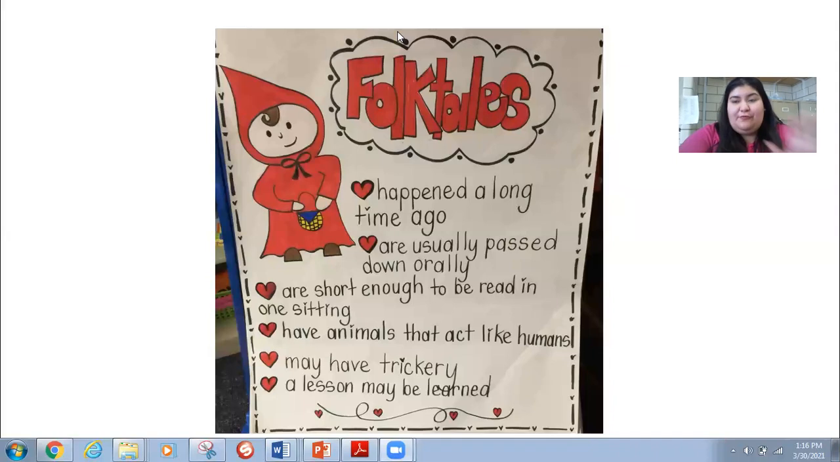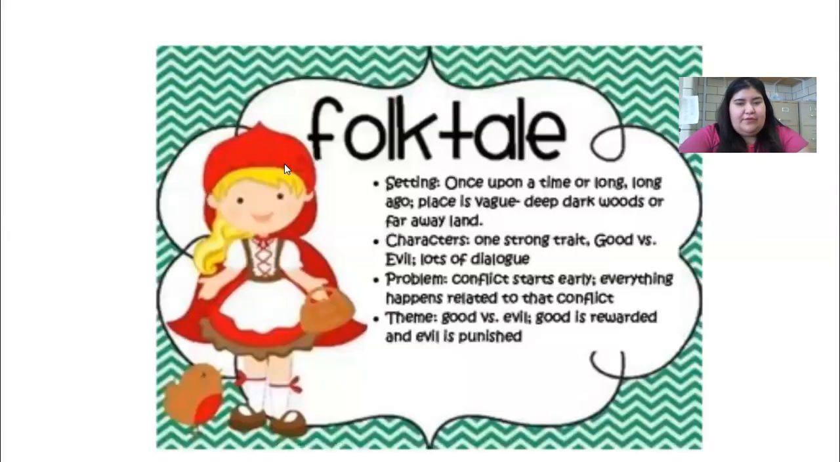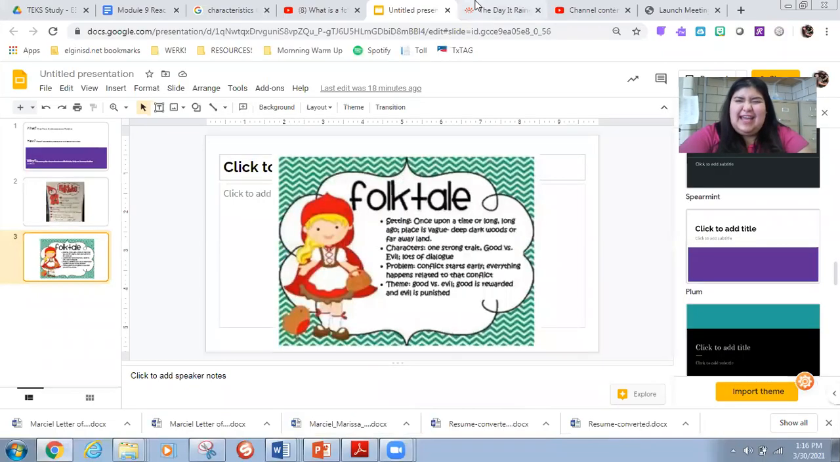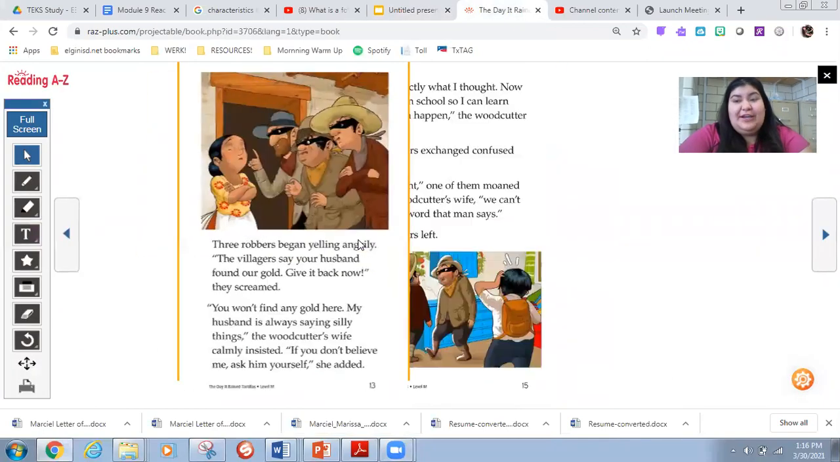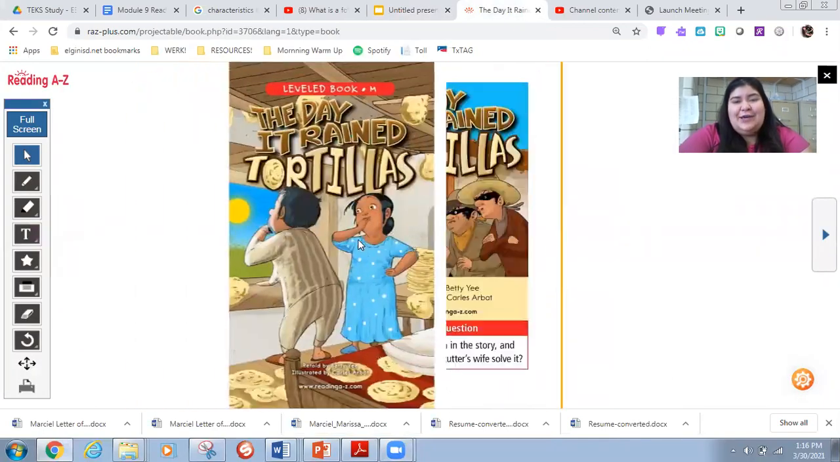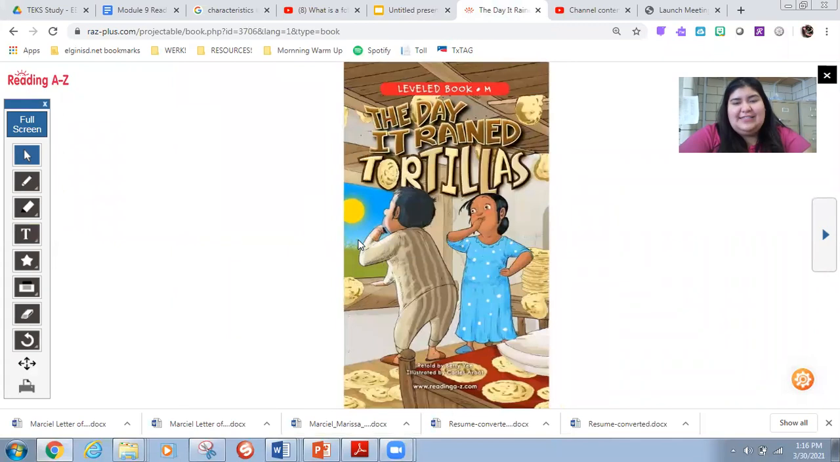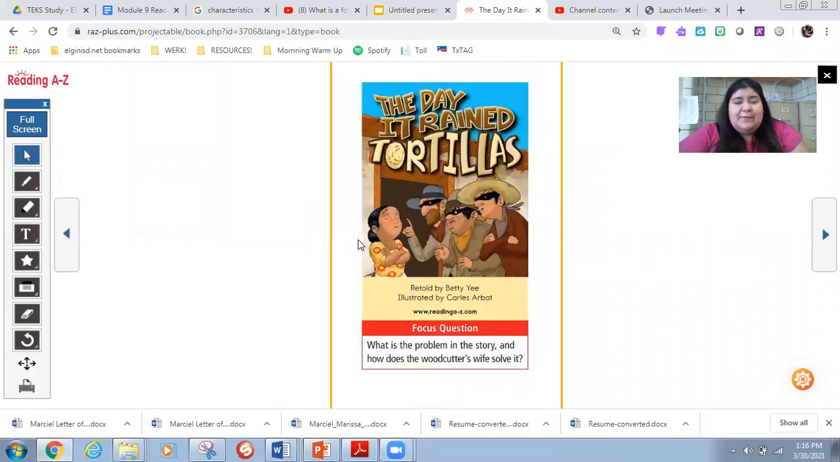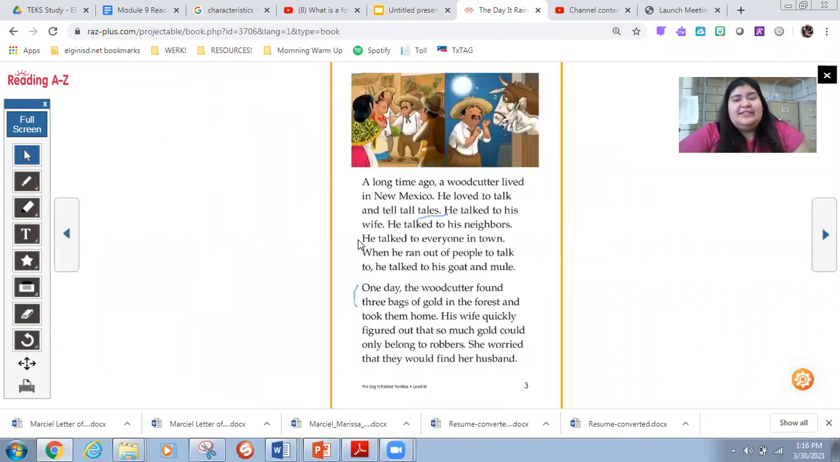What I'm going to show you today is a new folk tale, I guess it's kind of new. It is called The Day It Rained Tortillas. You will have an activity to do, so please pay attention.